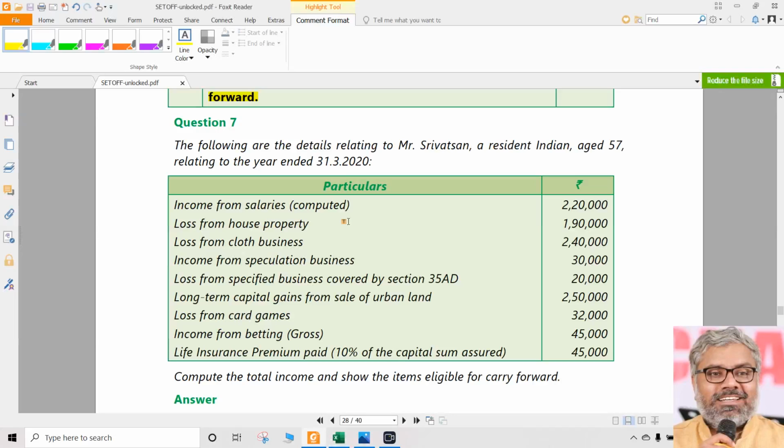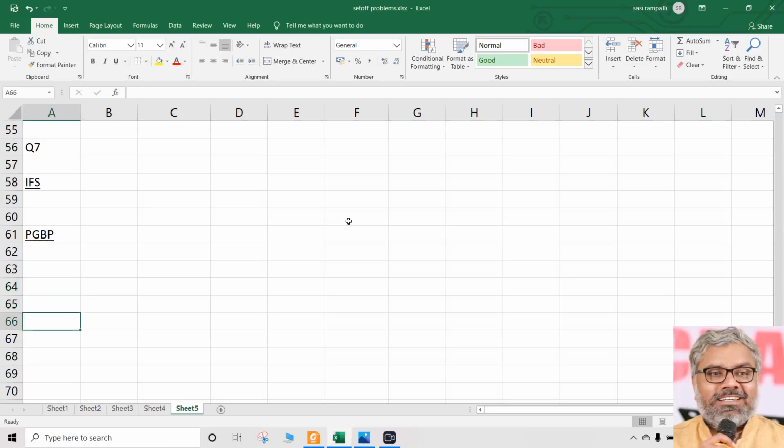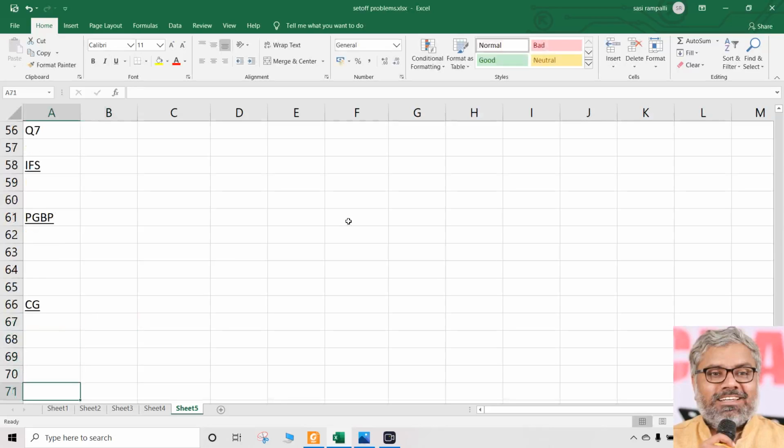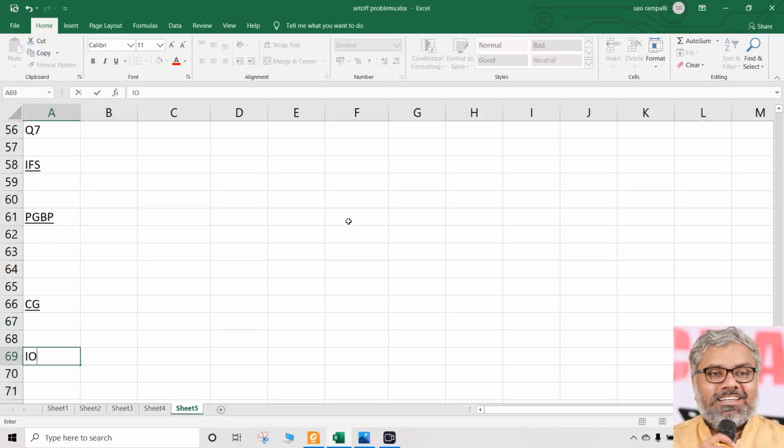So PGBP is the next head, and naturally after leaving some space we have capital gains as another head, and we have income from other sources, if any, as one more head of income.